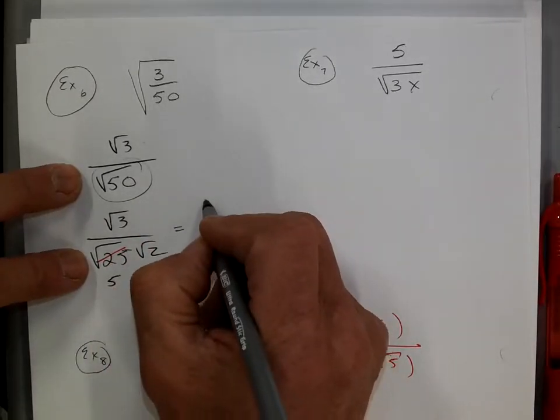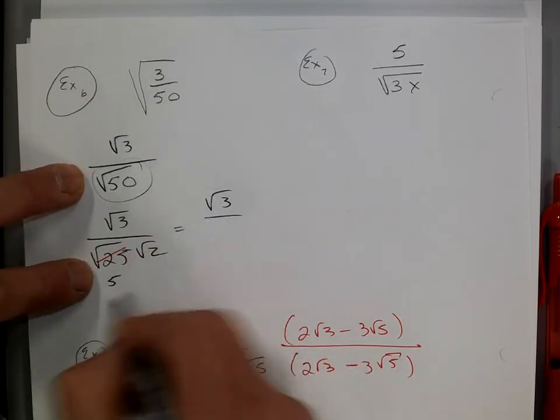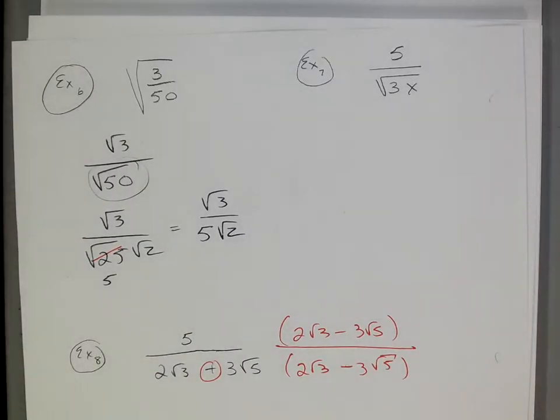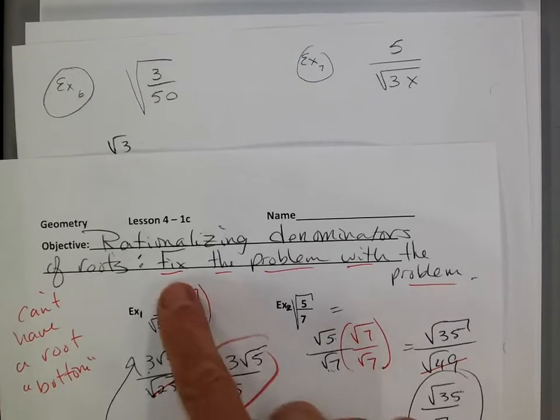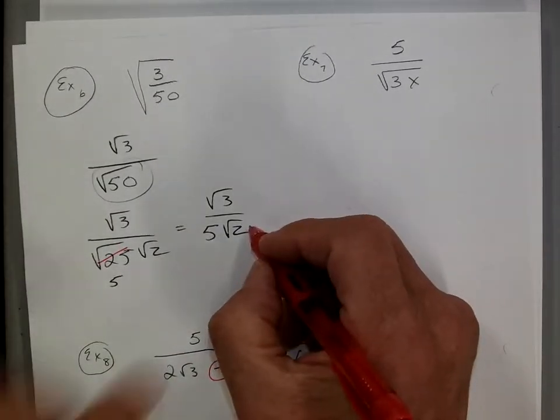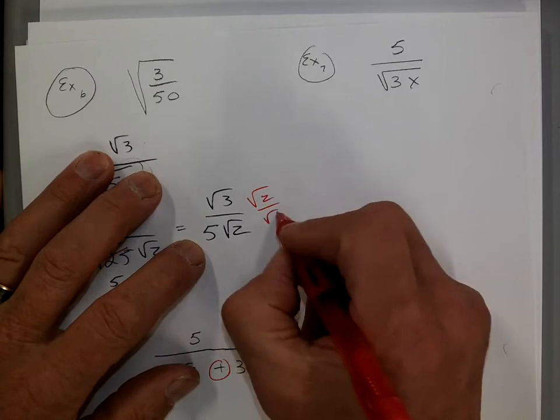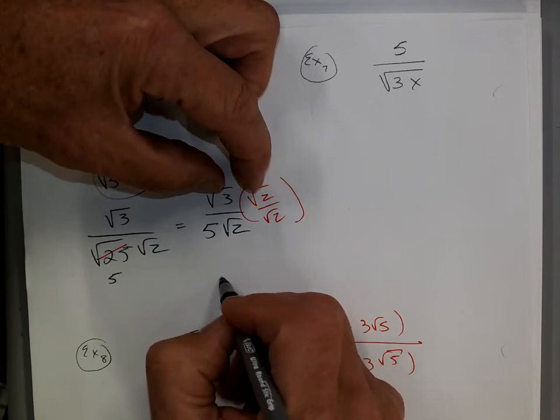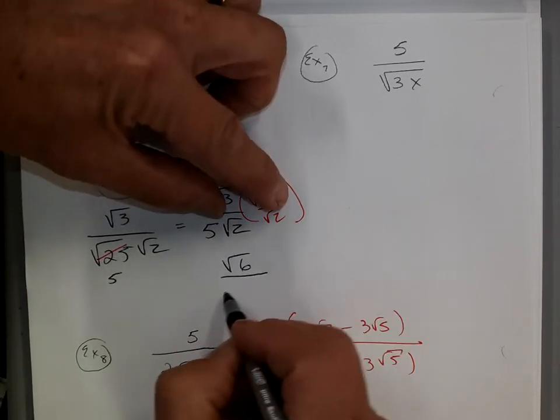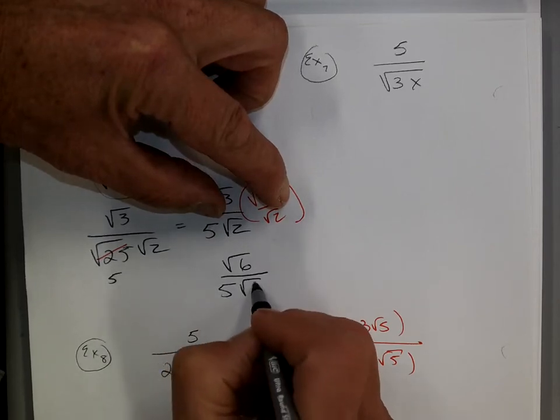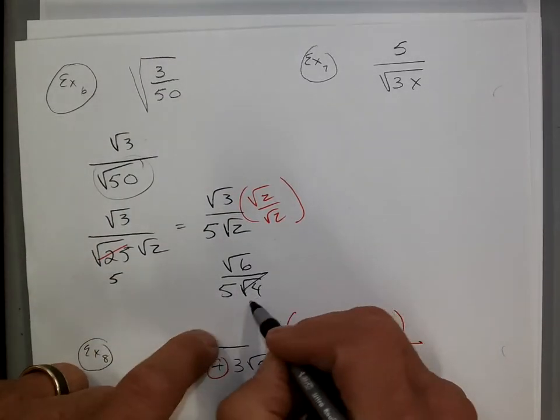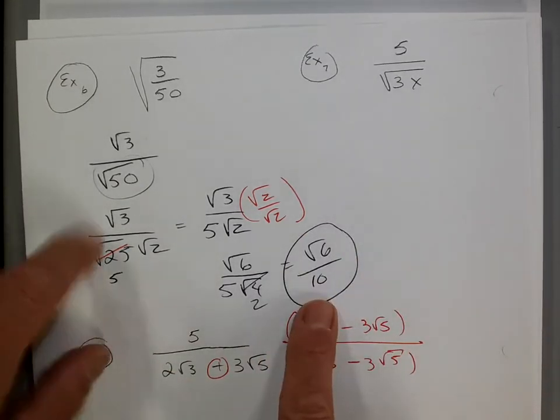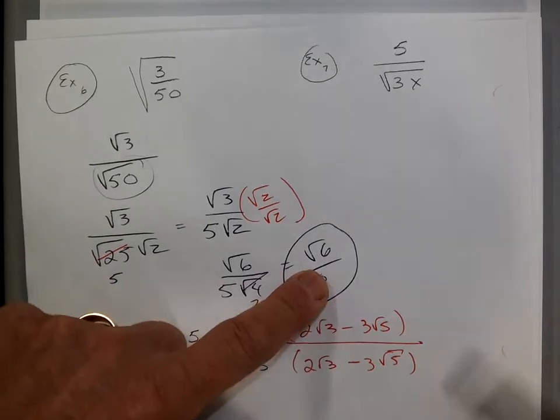I've got the square root of 3 in the numerator, and on the bottom, I've got 5 square root of 2. Now, remember, we are going to fix the problem with the problem. This problem is the square root of 2, so I'm going to multiply by the square root of 2 over the square root of 2. We wind up with the square root of 6 over 5 times the square root of 4. The square root of 4 is 2, so we wind up with the square root of 6 over 10. Wow. There's no longer a square root in the bottom. It's a much better version.